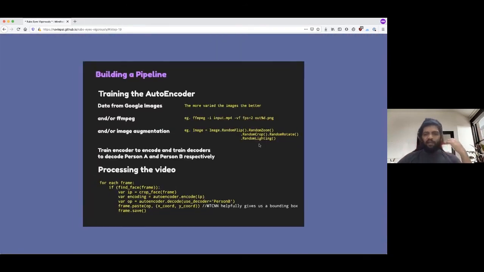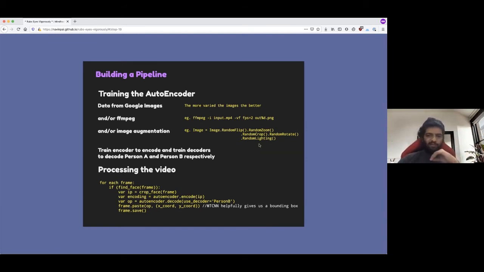To train, we have a bunch of sources. You have Google Images, always a friend, especially if you're trying to use celebrities. If you have video sources, again, great, you can use FFmpeg for it. The example shown above is simply taking 2 frames from every second of video and creating an image out of it.